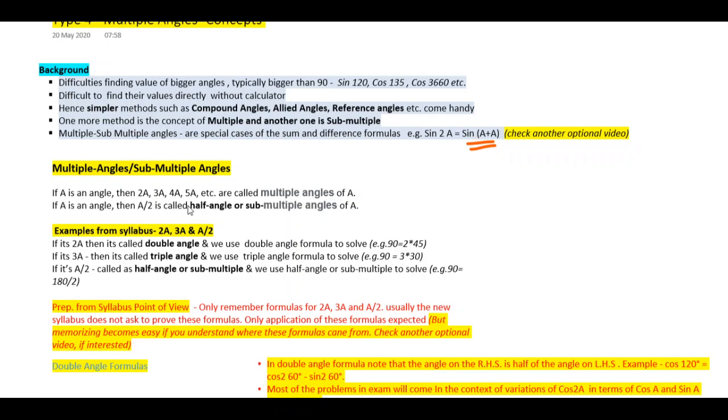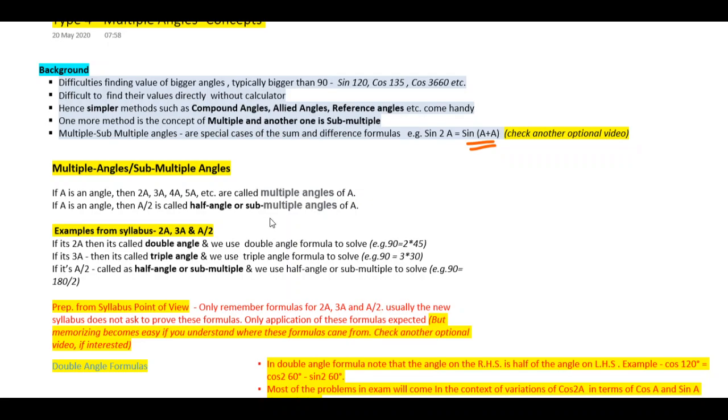Now let's define multiple angle. If we have a given angle, let's say A, and we multiply it by integers 2, 3, 4, 5, whatever you want, then those are called multiple angles of A. It's a very simple and literal definition. And if instead of multiplying it by a whole number you divide it by a fraction, then it becomes a half angle or submultiple angle.